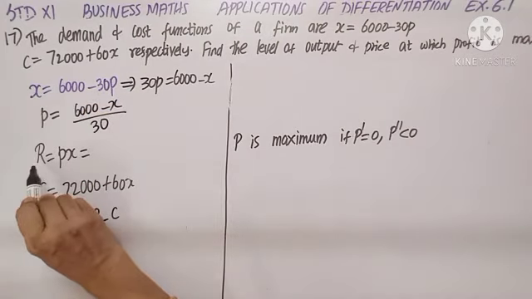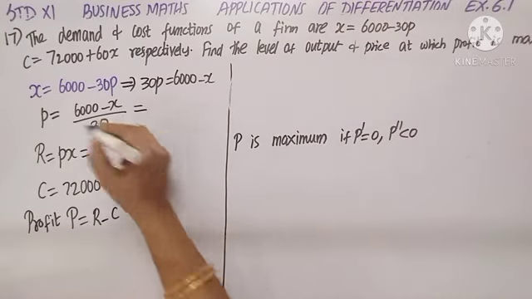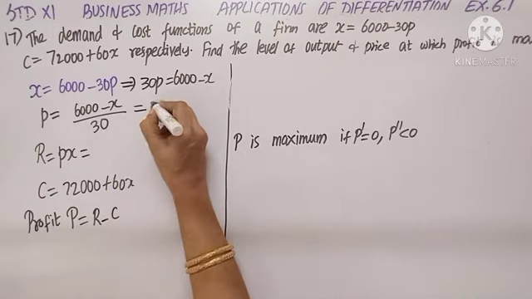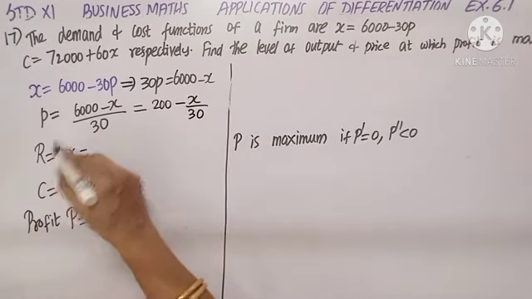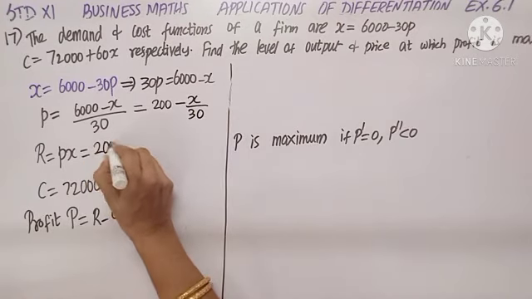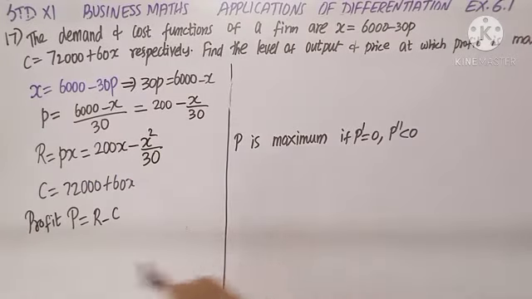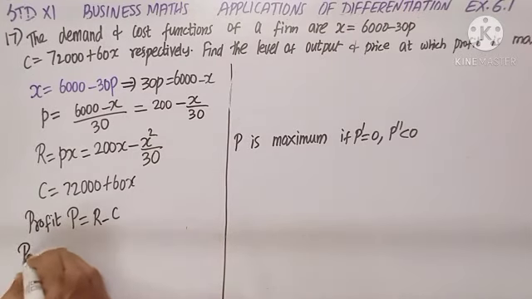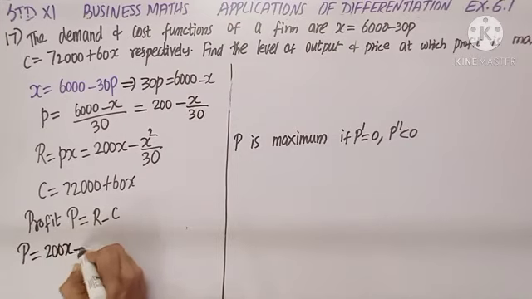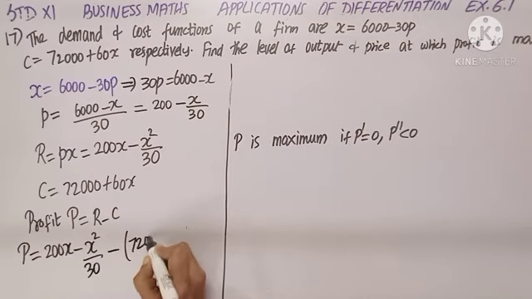I want revenue, which is P into x. I can simplify this. 6000 by 30 is 200 minus x by 30. As I multiply by x, 200x minus x square by 30. What is profit? Revenue minus cost. That is P equals 200x minus x square by 30 minus 72,000 plus 60x.